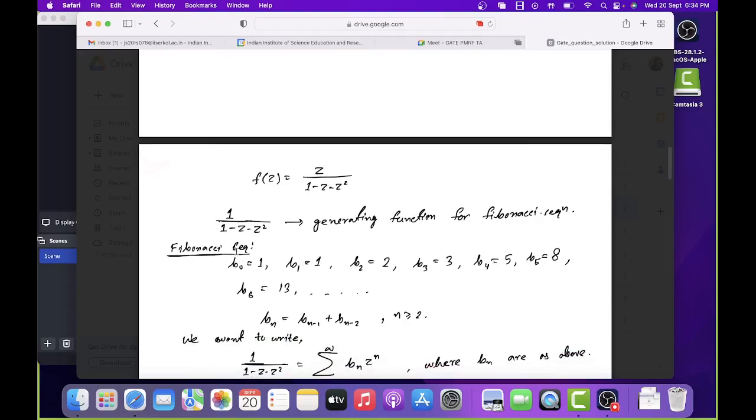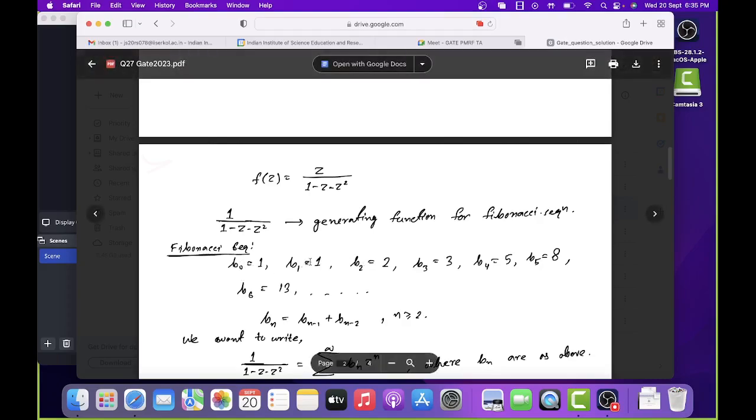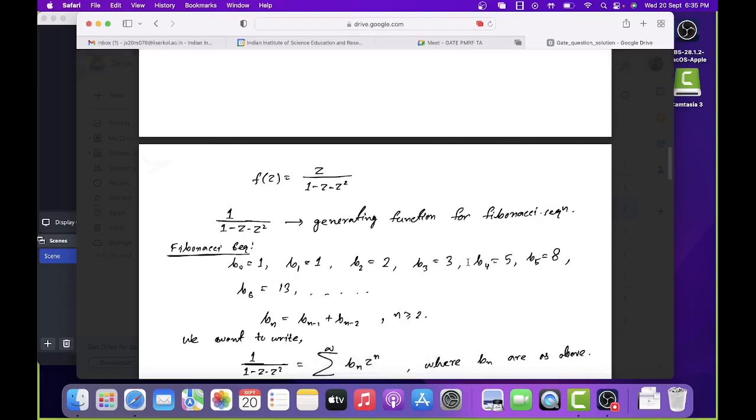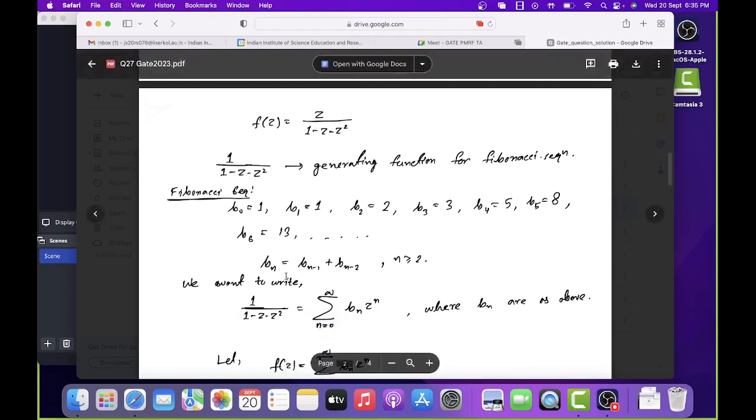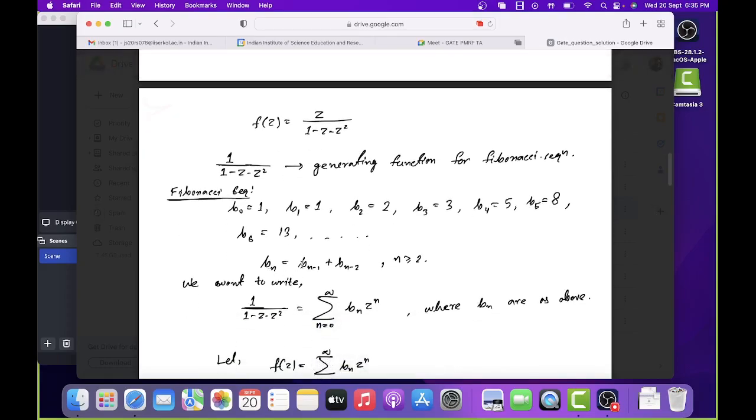So now let's recall what the Fibonacci sequence is. It is a sequence where any term is the addition of the last two terms. We start from b0 is 1, b1 is also 1. And what will be the next term? Add just the previous two terms: 1 plus 1, it's 2. b3 will be b1 plus b2, so it will be 3, and so on. So for n greater than or equal to 2, you can write bn = bn-1 + bn-2. This is the general formula for the Fibonacci sequence, the recurrence relation.